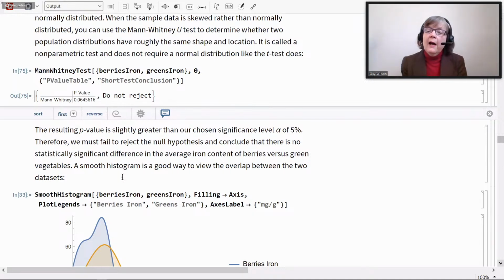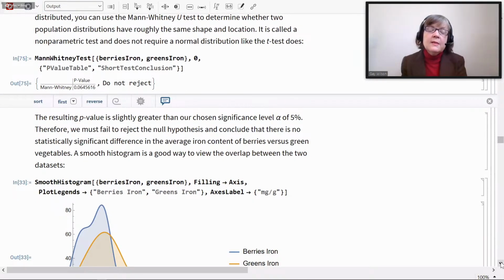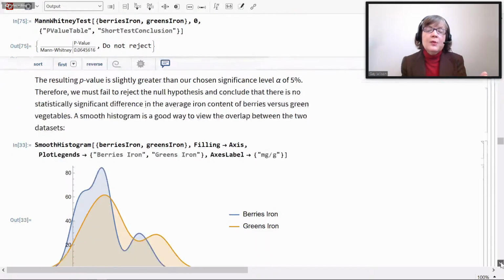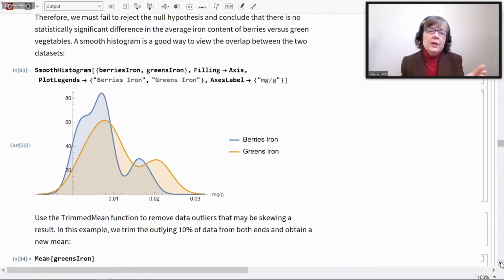Okay. Now, I thought a smooth histogram would be a really good way to show this, that there is no statistically significant difference in the average content, because you can see that overlap. We can see how the iron in berries and green vegetables are matching up there, quite similar with heavy overlap. So it's easy to visualize why the conclusion was not to reject the null hypothesis.